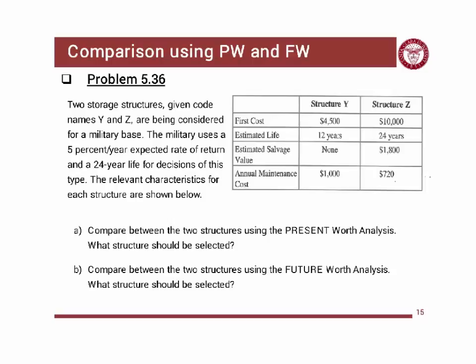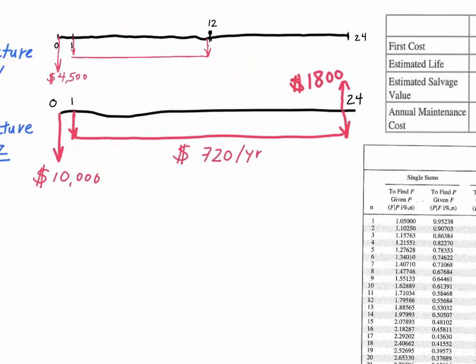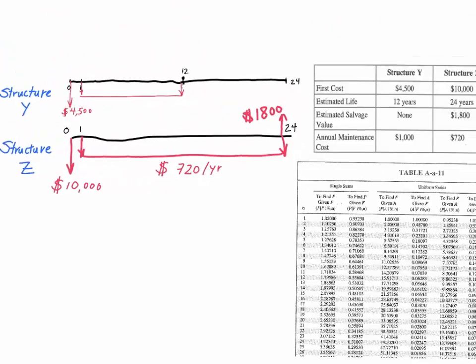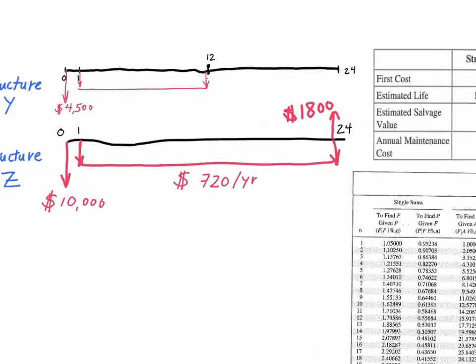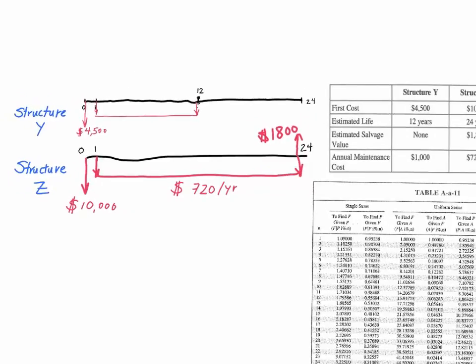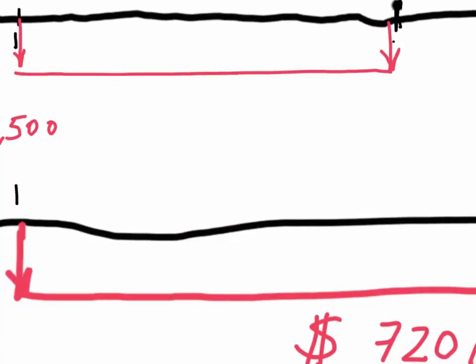The problem here asks for comparing between these two structures using the present worth and the future worth. Shown is the cash flow for each one. We see here structure Y has a life of 12 years, and the expense here is 45, and then the maintenance cost here is 1,000. So that needs to be written here.